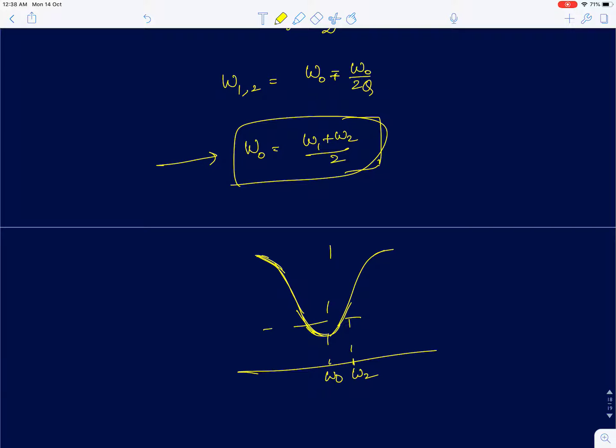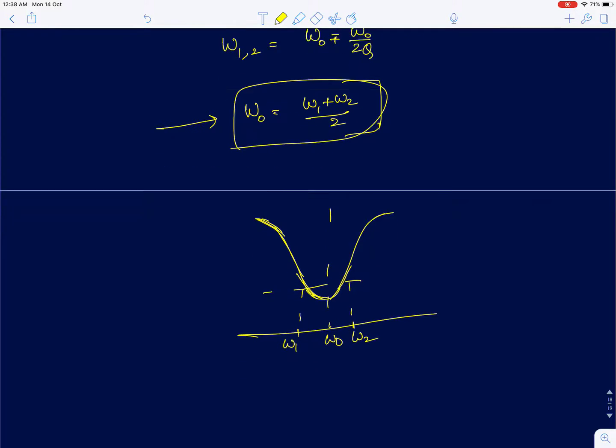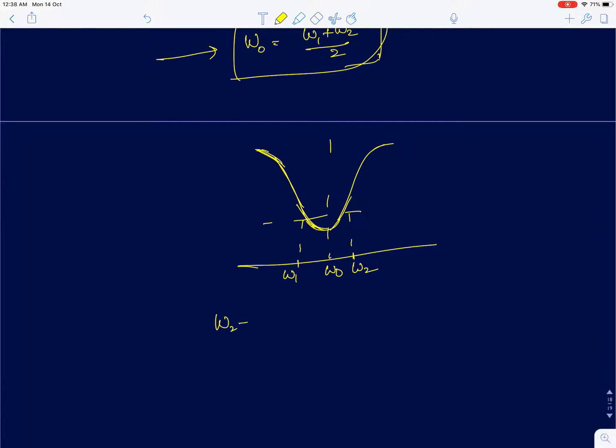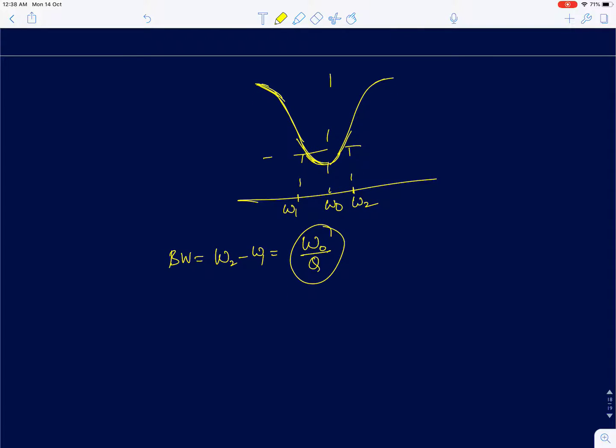This is omega 2 and omega 1. So this term, omega 2 minus omega 1, which is equal to omega naught by Q, is called the bandwidth, or the 3 dB bandwidth of the circuit. And if you take the ratio of omega naught by the bandwidth, you get Q. So Q can also be defined from the frequency response plot of a series RLC circuit or even a parallel RLC circuit.